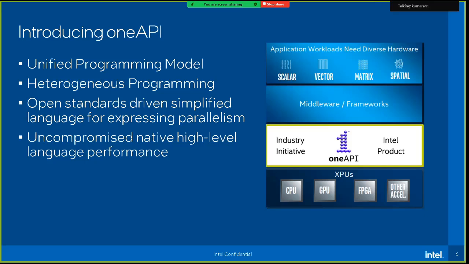And the best part is that oneAPI follows open standards: an open-standards-driven, simplified language for expressing parallelism. And after doing all of this, what you want to see is uncompromised native high-level language performance. Every vendor will try to give you very optimized libraries which can run very fast on their GPUs or CPUs. But the idea here is that all of the companies are coming together to enhance oneAPI and integrate their own tool sets onto it, so that you realize native-level performance, and it's up to them to figure out how they want to do it. But from the developer's perspective, you write a very unified, simplified C++ code.